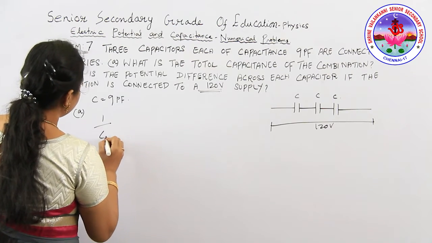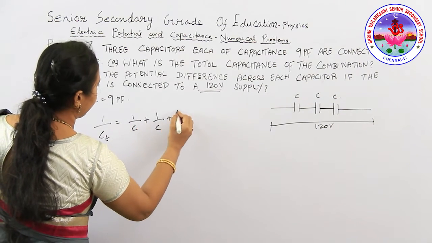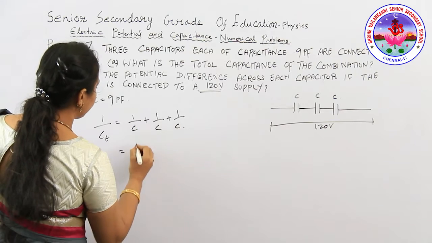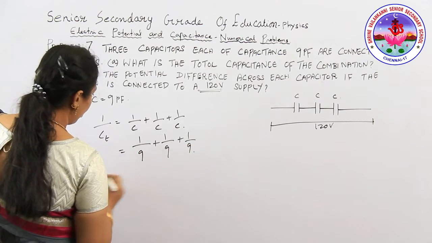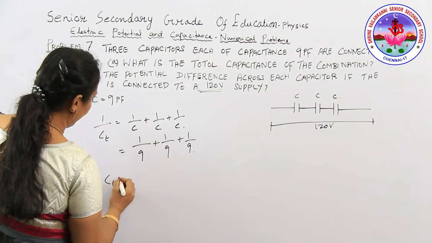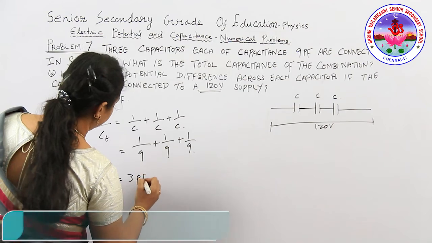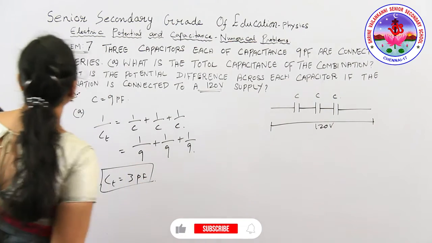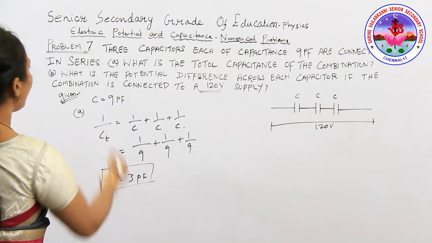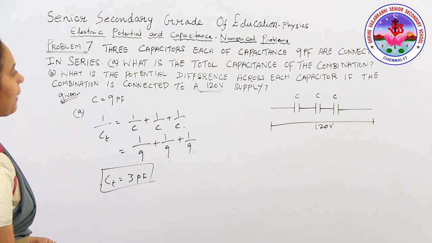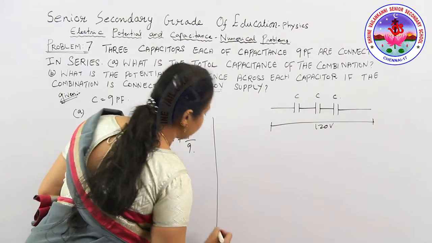Right. So 1 by CT, for the combination, is equal to 1 by C plus 1 by C, and we have to take another 1 by C. So the value is 1 by 9 plus 1 by 9 plus 1 by 9. By simplifying this, you will get the CT value equal to 3 picofarad. Okay. So this is the capacitance of the combination, right? And question B is, what is the potential difference across each capacitor if the combination is connected to a 120 volt supply? That is the second question.